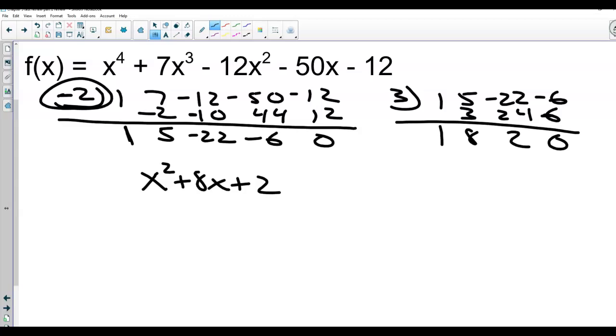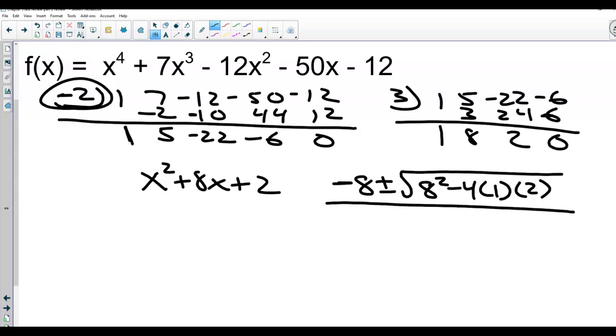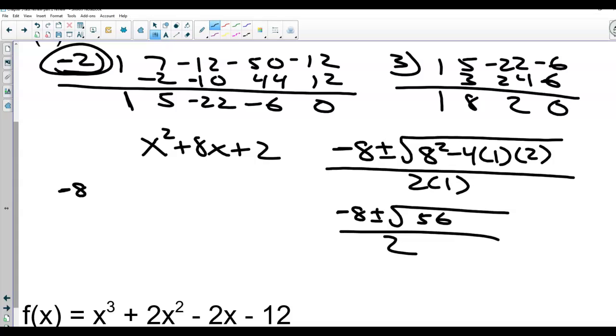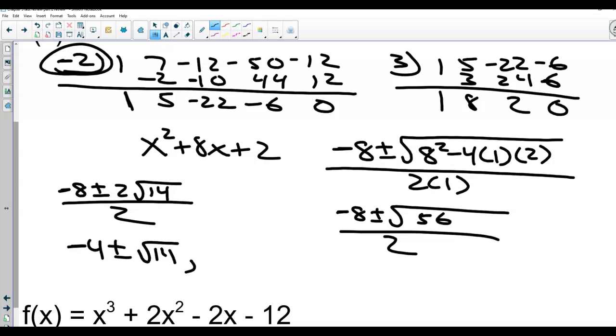The problem is, the other two solutions are not rational solutions. So I have to use the quadratic formula with this trinomial I can't factor. So I have to do negative 8 plus or minus the square root of 8 squared minus 4 times 1 times 2, over 2 times 1. We should know the quadratic formula at this point. Negative 8 plus or minus 64 minus 8 is 56. And 56 simplifies to 2 root 14. We divide both terms by 2. Negative 4 plus or minus root 14 are two answers, and negative 2 and 3 are the other two answers.